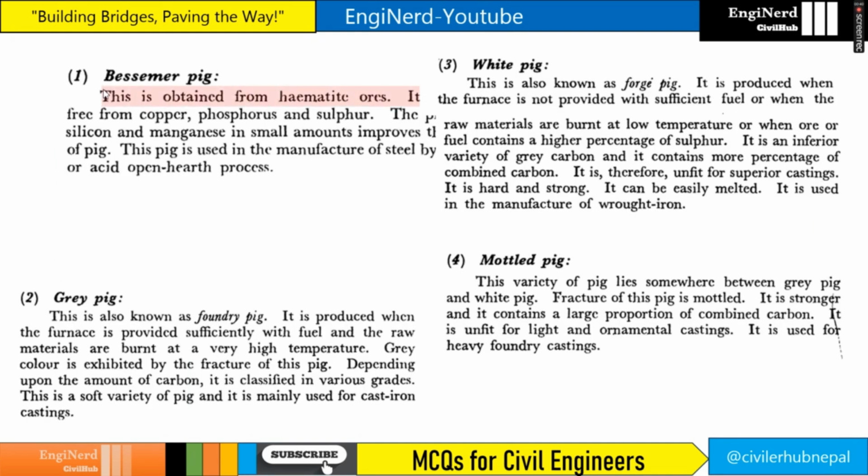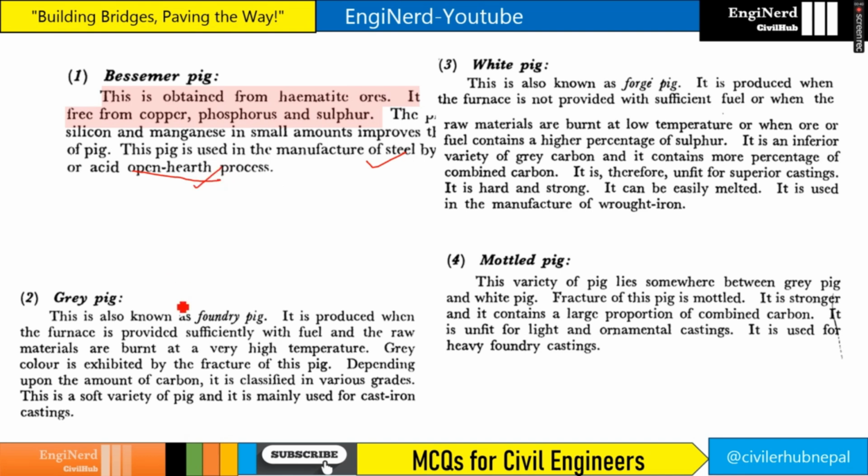Bessemer pig. If you see here in the Bessemer pig, this is obtained from hematite ores, right? It is free from copper, phosphorus and sulfur, right? And this pig is used in the manufacture of steel by acid Bessemer process, right?